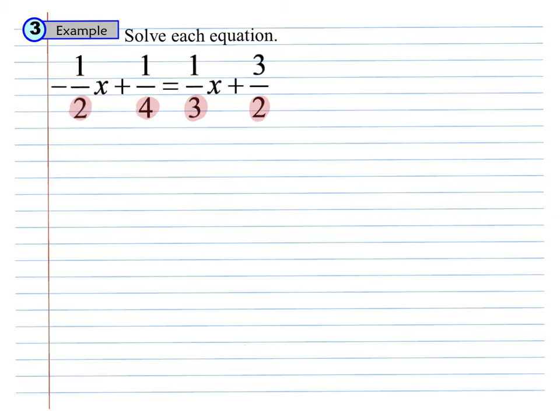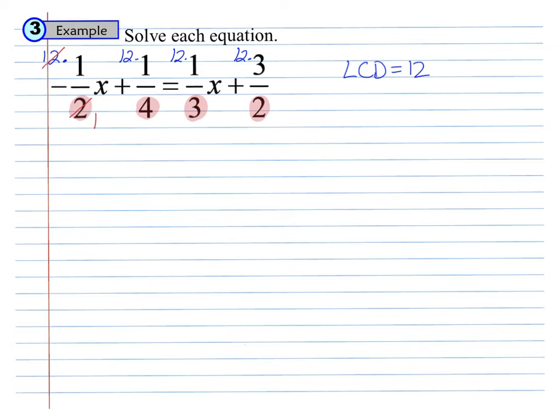So our next option may be to try 12. 2 goes into 12, 4 goes into 12, 3 goes into 12, and so on. So we're going to say that our lowest common denominator is 12. We're going to multiply every single fraction by 12. And then we're going to reduce our fraction.